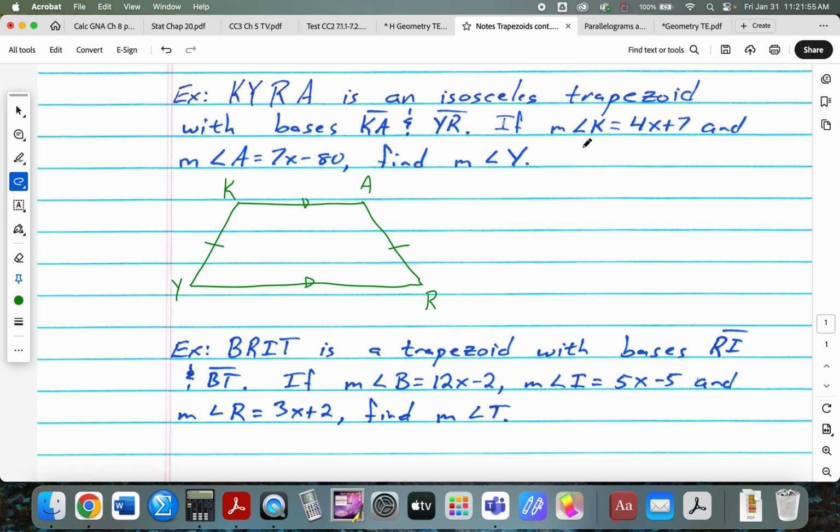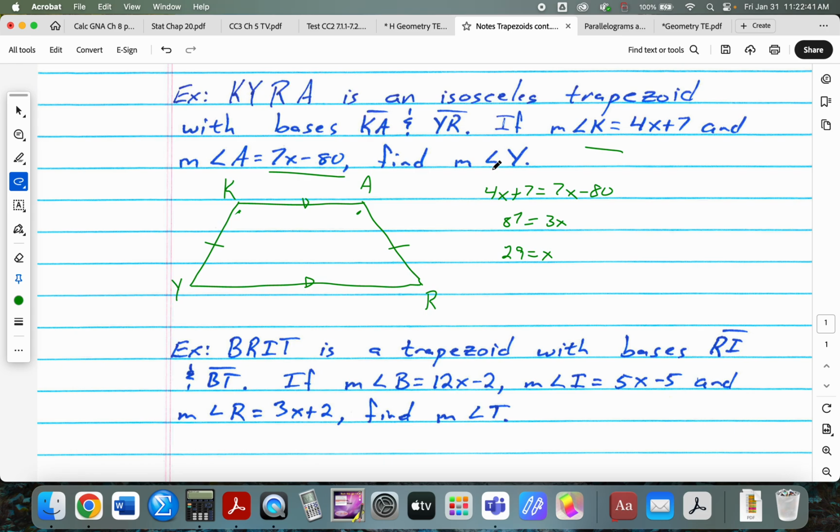And it gives you the measure of angle K and the measure of angle A. I'm not going to write those in, but what do I know about angle K and angle A in this case? If it's an isosceles trapezoid, they're congruent to one another. The angles at the ends of the bases, just like the base angles in an isosceles triangle, are congruent; each pair of base angles in an isosceles trapezoid are the same. So that'll be 4x plus 7 is equal to 7x minus 80. 3x is 87. X is what, 29?